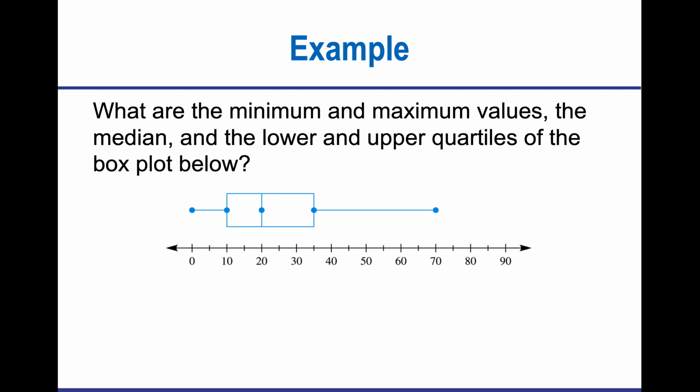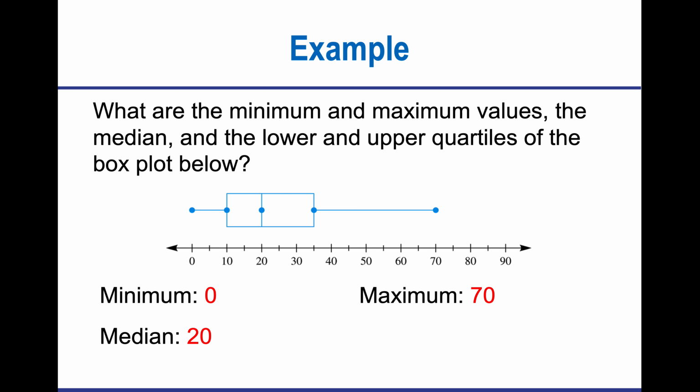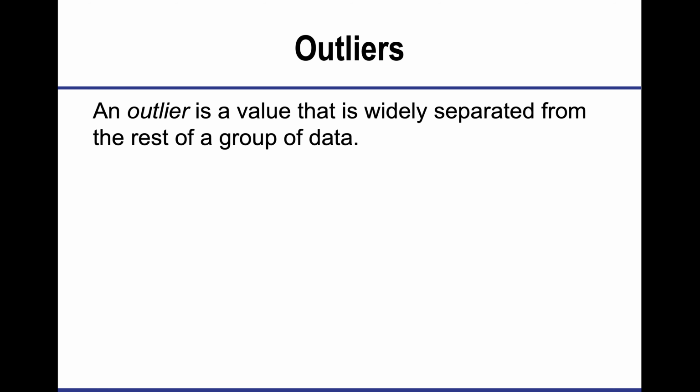Here is an example. If I'm looking at this data set, what are the minimum and maximum values, the median, and the upper and lower quartile range? Well, the minimum is 0. The maximum is 70. The median is 20, that middle bar. The lower quartile is 10 from the bar further to the left, and the upper quartile is 35.